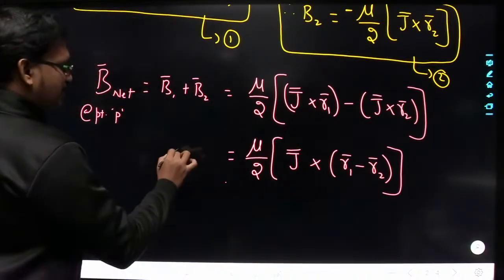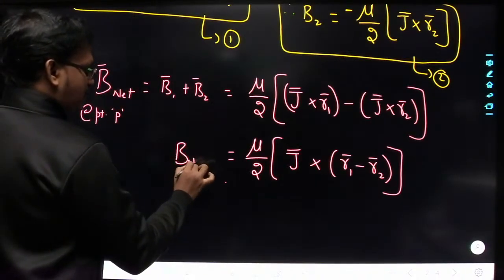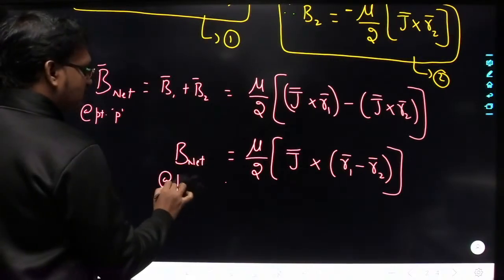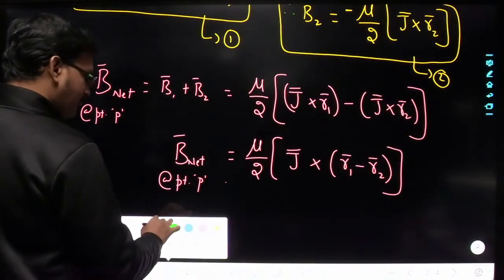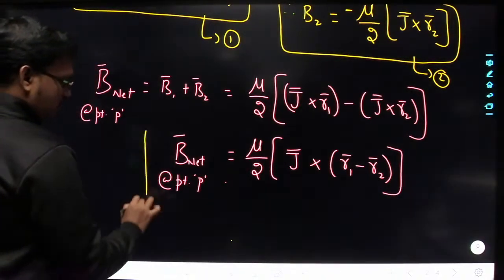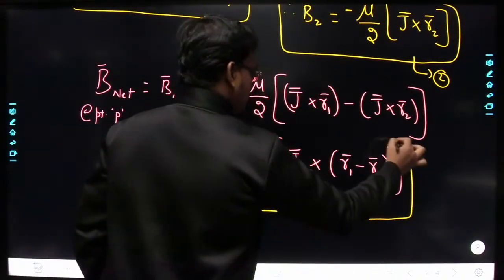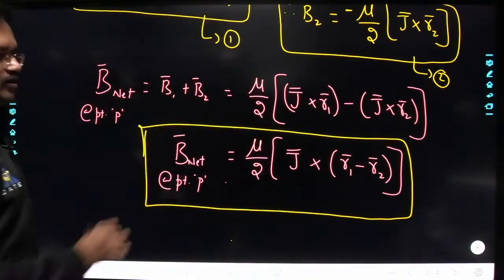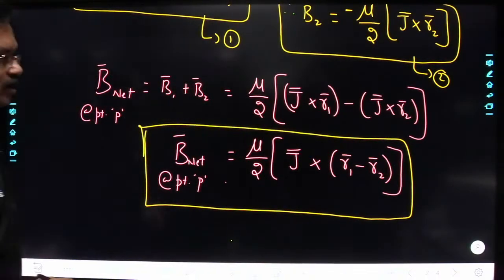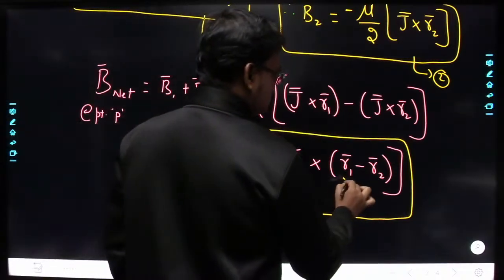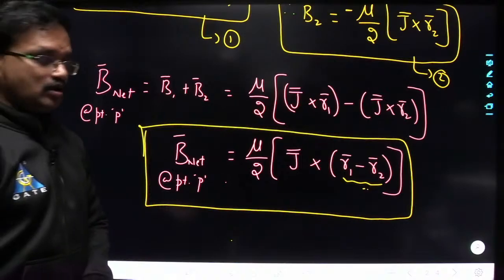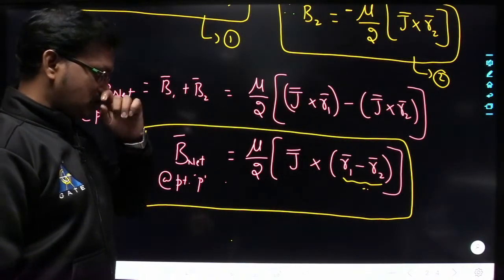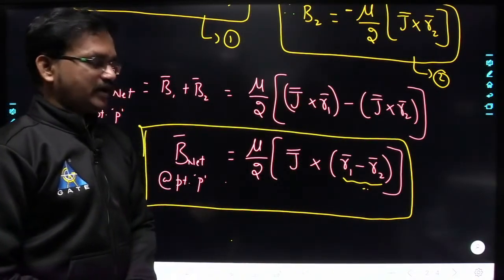So this is the net magnetic field inside the cavity, that is at point P. At point P. Right. Okay. So now we have to identify what this R1 bar minus R2 bar is. Is there any way for us to represent this R1 bar minus R2 bar?